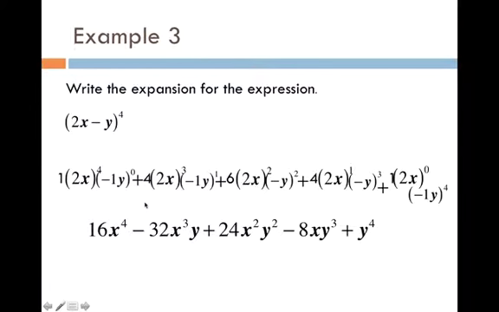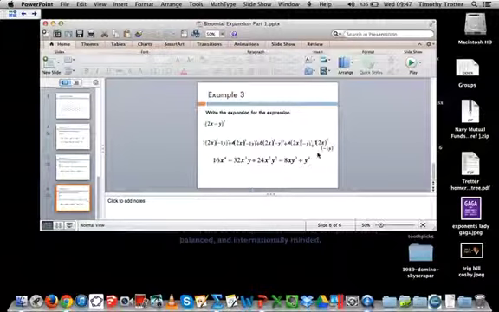You'll notice that any time the second term was to an odd power, we get a negative sign, and if it's to an even power, we get a positive sign. So we see this alternating pattern: positive, negative, positive, negative, positive. And so that's it. That's how you expand a binomial using patterns in Pascal's triangle. In the next video, we'll talk about using the binomial theorem. All right, thank you.